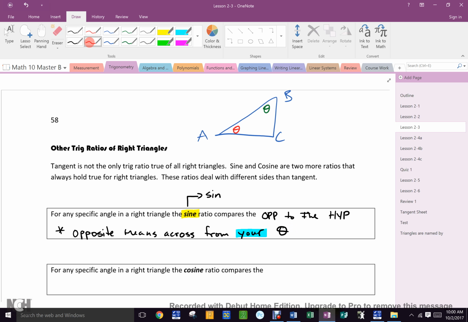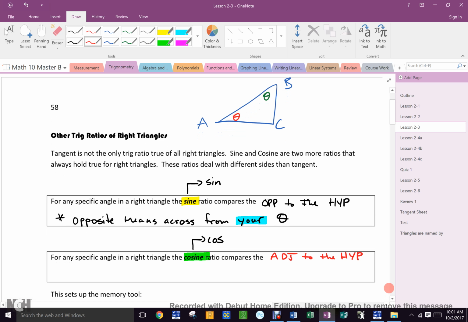You guys being the smart kids that you are, the cosine ratio uses what button? Cos. And what must it compare? I've done opposite adjacent, opposite hypotenuse. What must cos be? Adjacent. Connor? Adjacent, yes. Adjacent to the hypotenuse. Now this one causes kids trouble. Put a few stars by it.